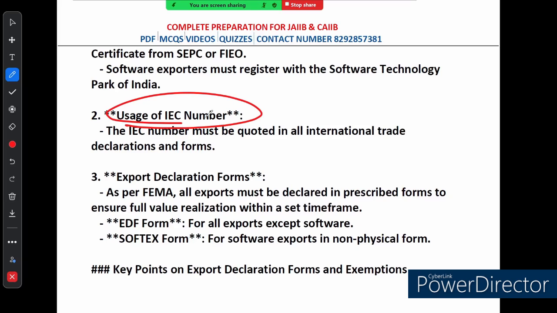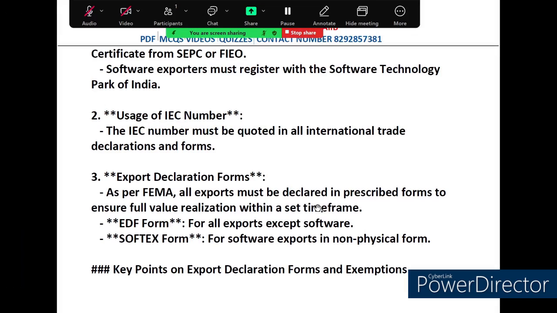It's your unique identification code for all your export related paperwork. So this IEC number is a unique identification code for all your export paperwork. So every time you make an international trade declaration or fill out a form, make sure that your IEC is mentioned. Once you have the IEC number, you need to use it everywhere.